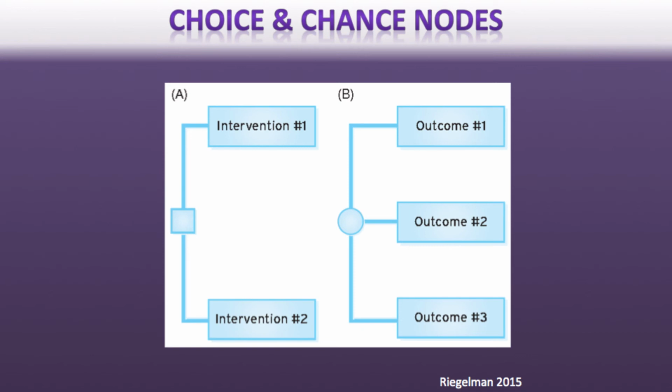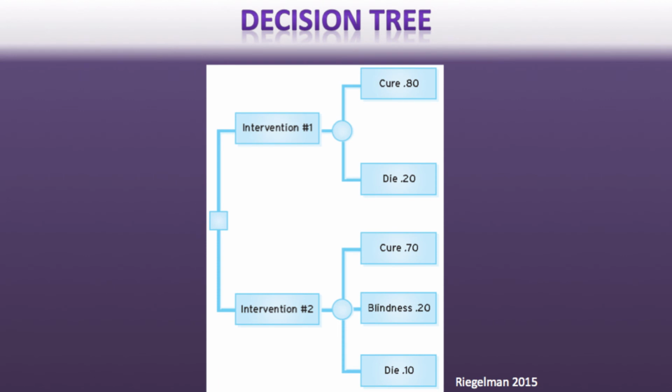Then there's a chance node, and that's represented by the circle. And for every choice that you make, if you choose pill A or pill B, you could have any of a range of different outcomes. It could help people get better, or it could not help people get better, right? So you have different possibilities there, all right? So that's a chance node, right? So again, that's trying to measure the probability of these different outcomes, right?